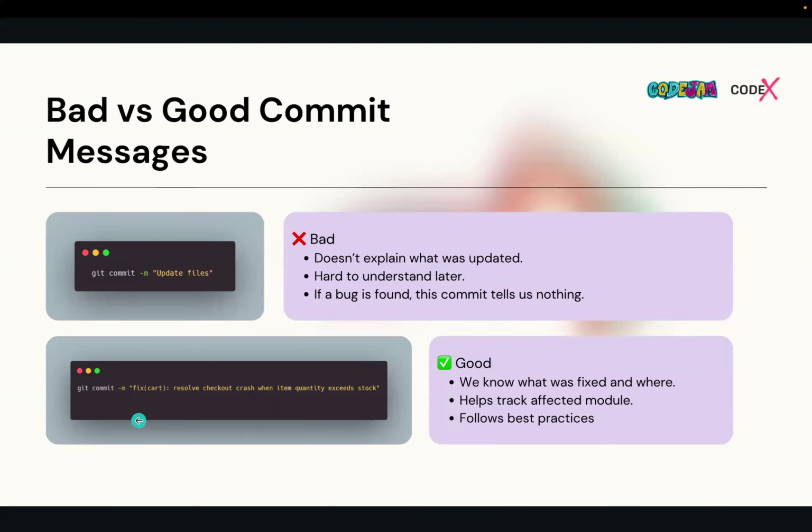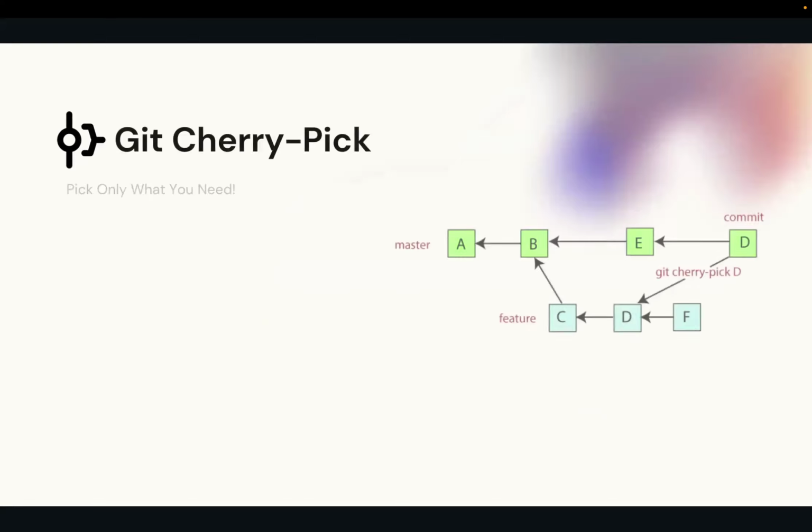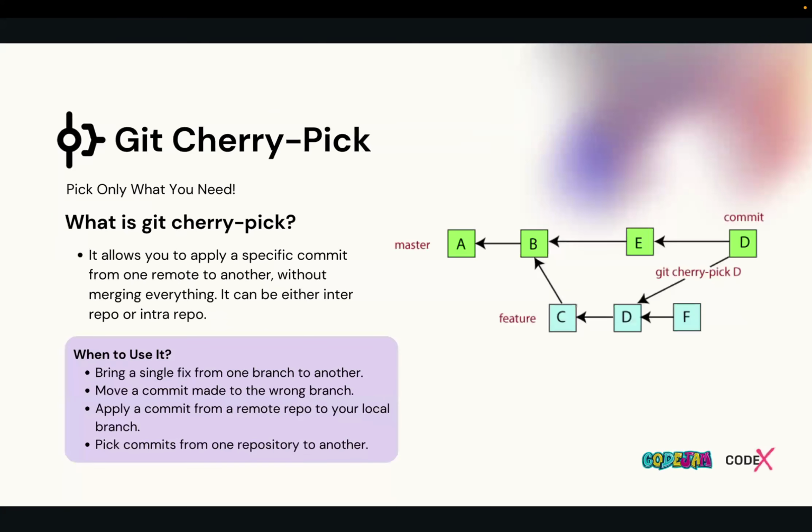And here they have followed some kind of a standard, right? Adding something here and a colon, fix cart colon, and the thing that they did. So following this kind of templated commit messages is also very good. Okay, that's all about commit messages. So next we have git cherry pick.